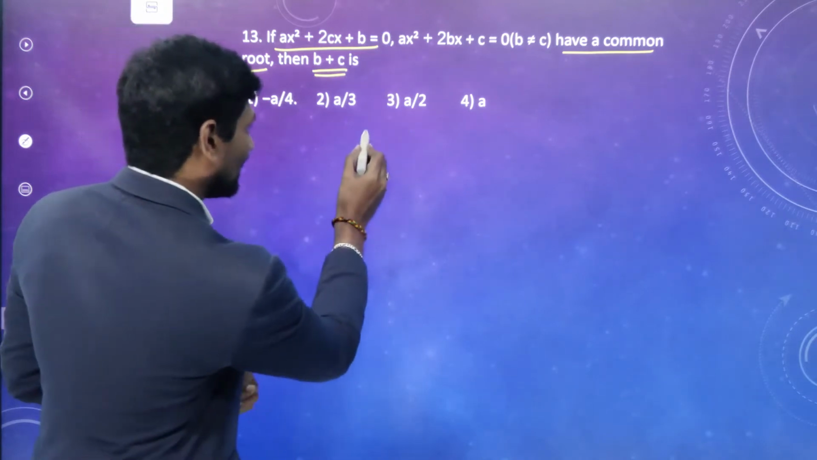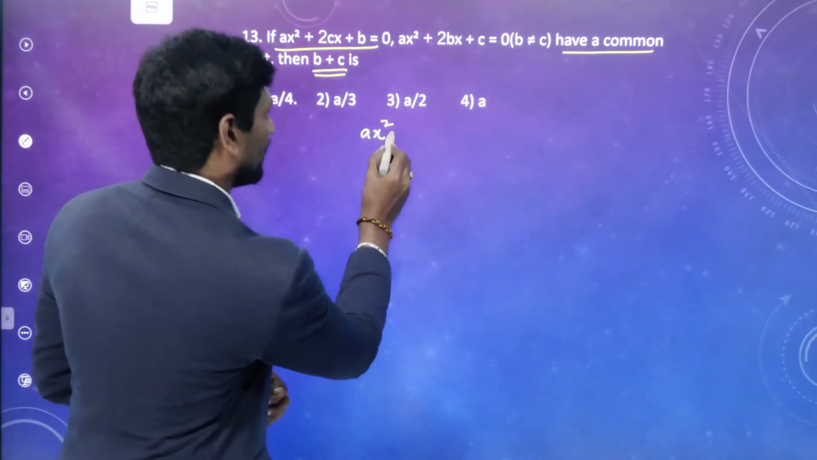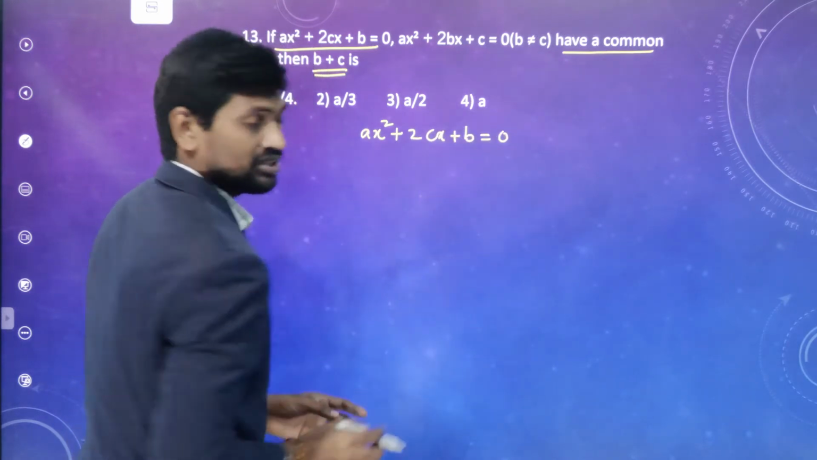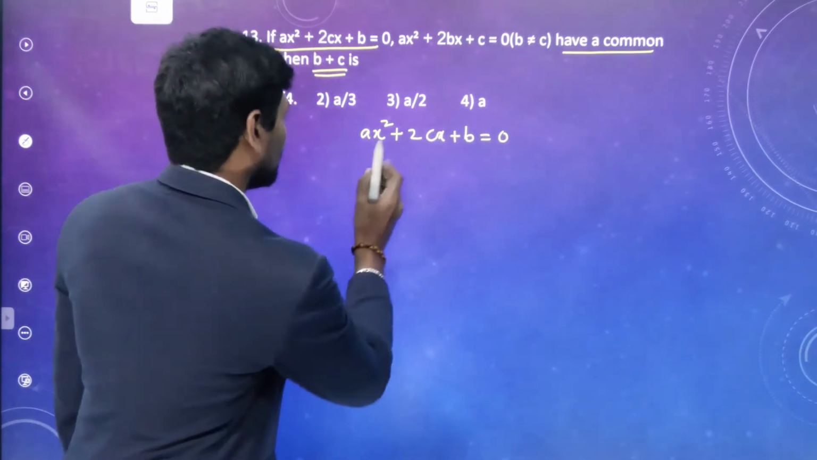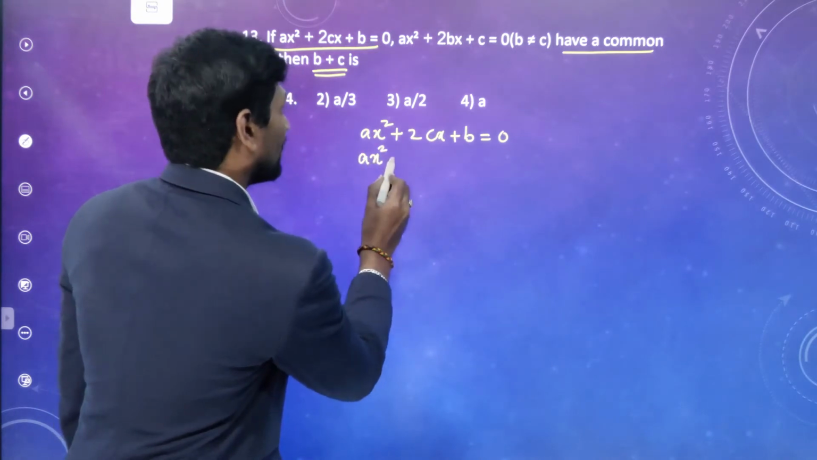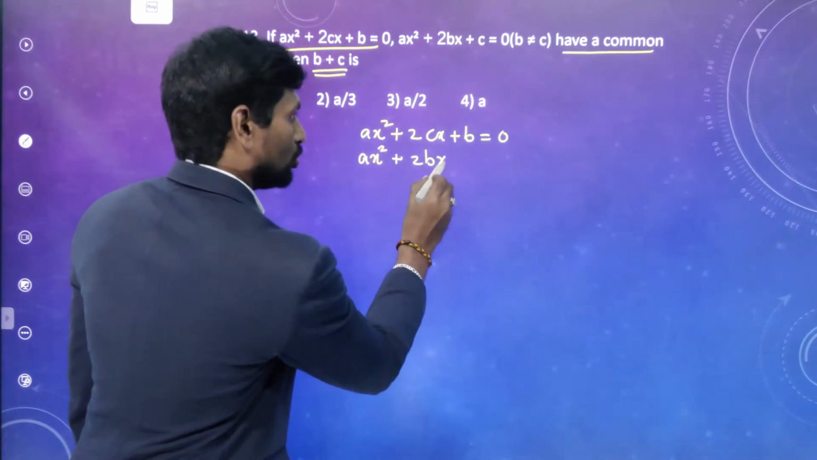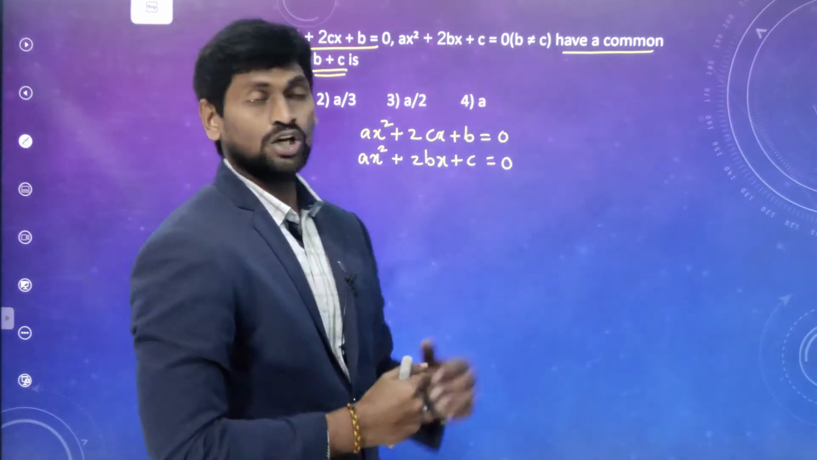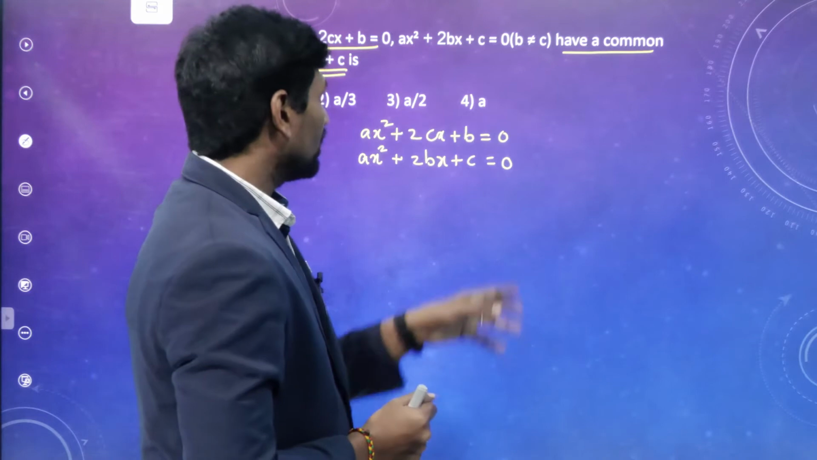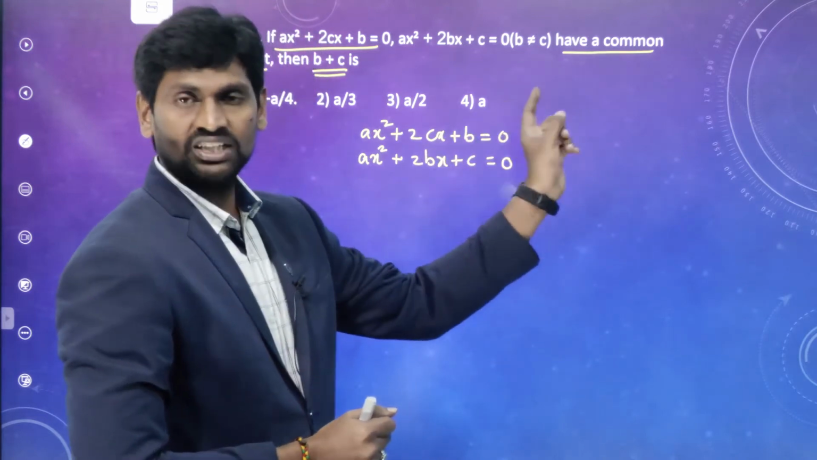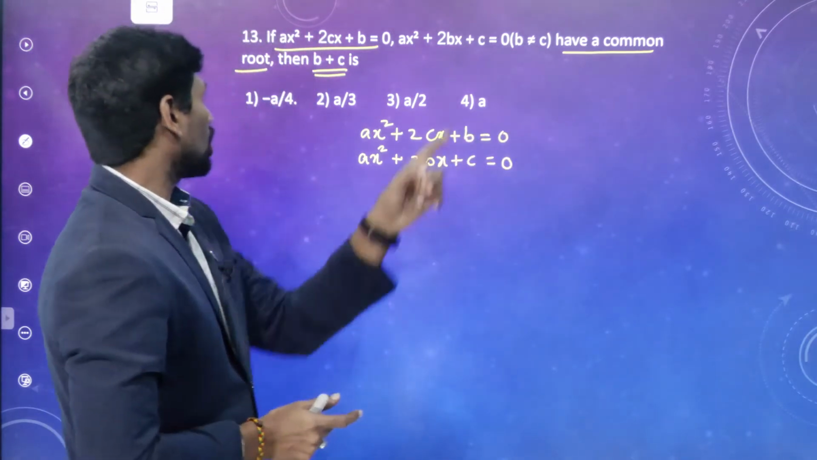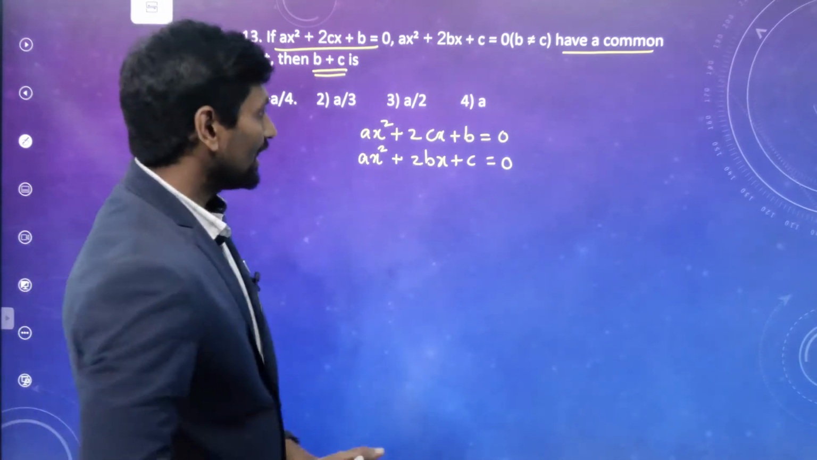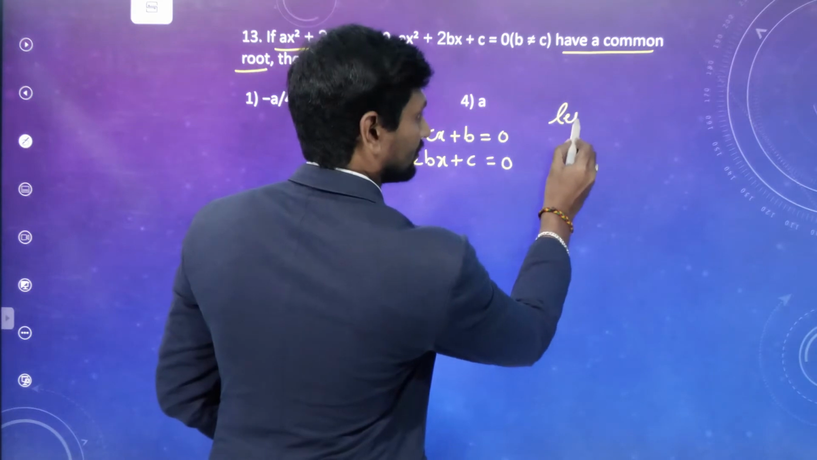So let us take the quadratic equations. ax square plus 2cx plus b equals to 0, and the second quadratic equation ax square plus 2bx plus c equals to 0, and the condition is here b and c are not equal. We don't know the common root, right? So let the common root be alpha.